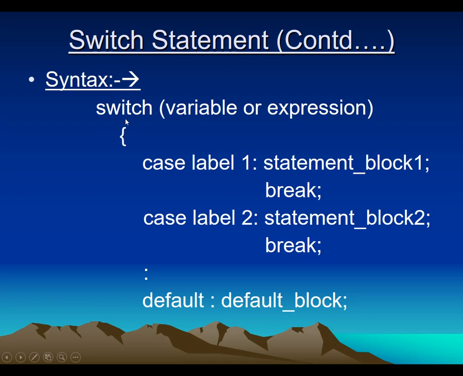So this entire theory follows this syntax, where there are a few keywords. These keywords are switch, case, the colon symbol and break. After the switch statement, in the brackets we have to write the variable or expression, then opening bracket and closing bracket, case label 1, statement block 1, break, case label 2, statement block 2, break, and if every case is false, then the default case will be executed by this switch statement.